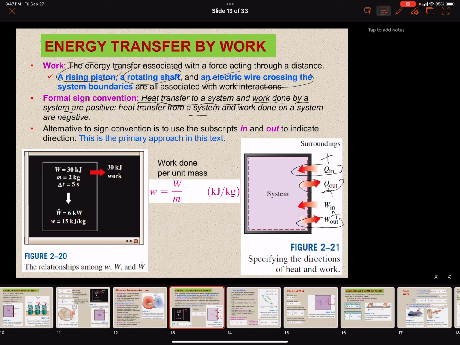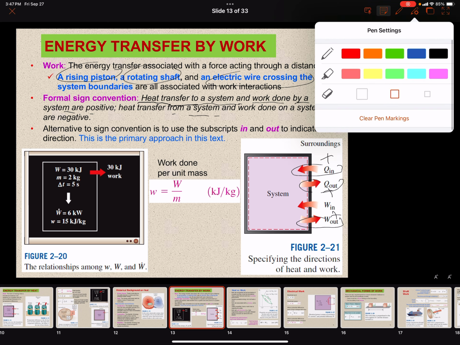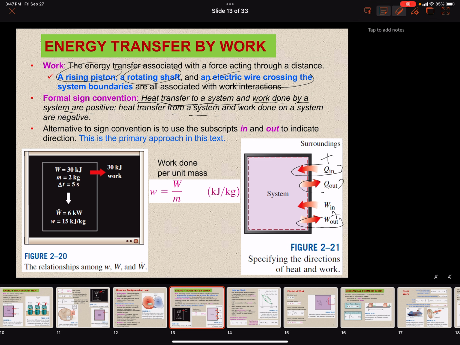Again, heat transfer to a system and work done by a system are positive. Heat transfer from a system and work done on the system are negative.